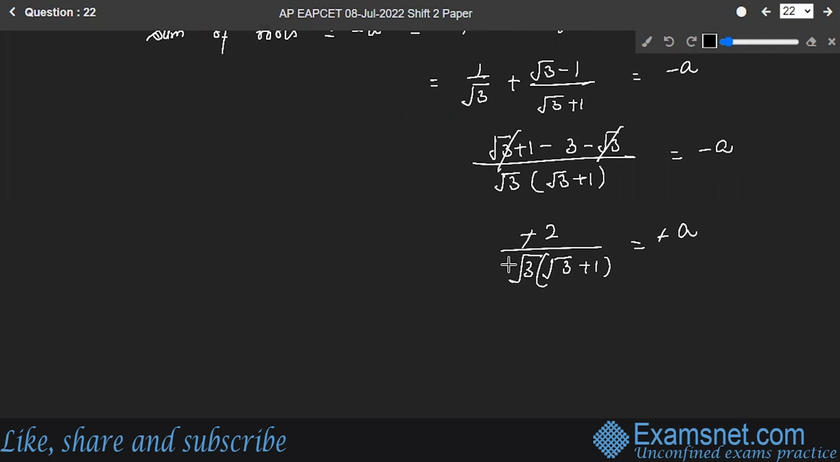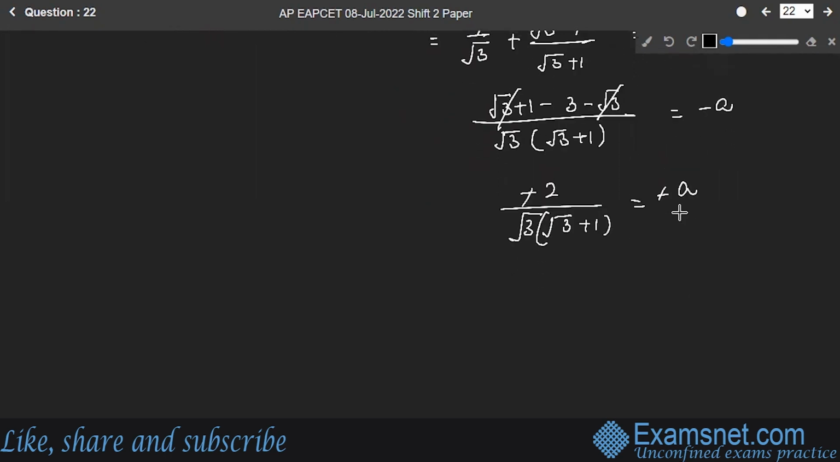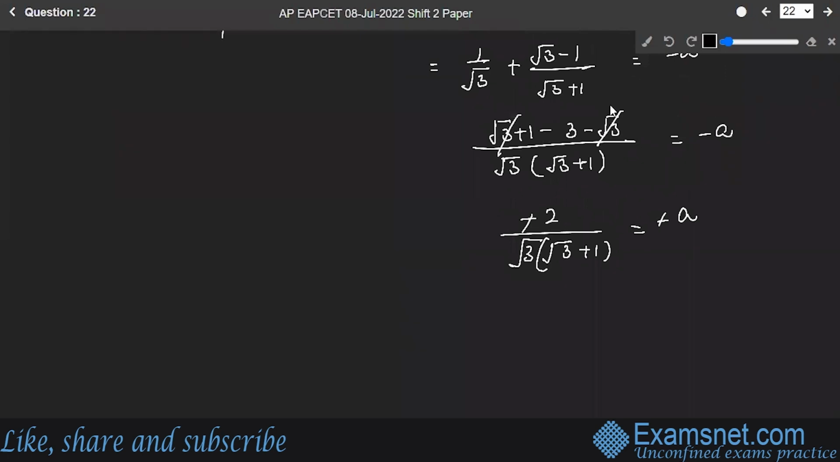Okay, minus and minus will get cancelled, and you will have this as, wait a minute. Here was plus, and this is supposed to be 4 then. This gives you a is equal to minus 4.